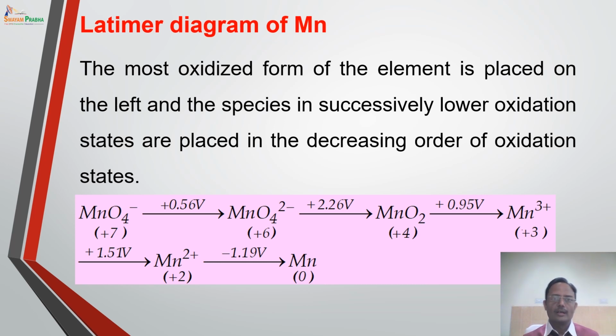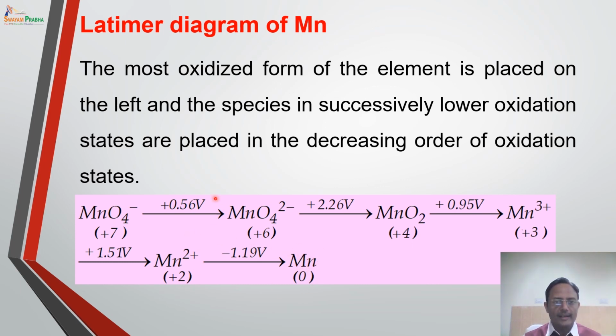This is the Latimer diagram of manganese. You will find that manganese is shown in various oxidation states like +7, +6, +4, +3, +2 and 0. These are the species present in this condition: MnO4⁻, MnO4²⁻, MnO2, Mn³⁺ ion, Mn²⁺ ion and elemental manganese.